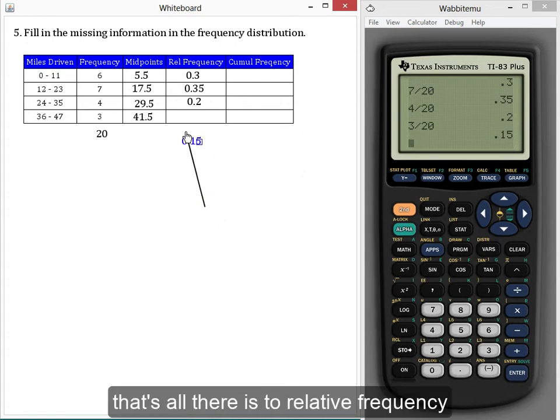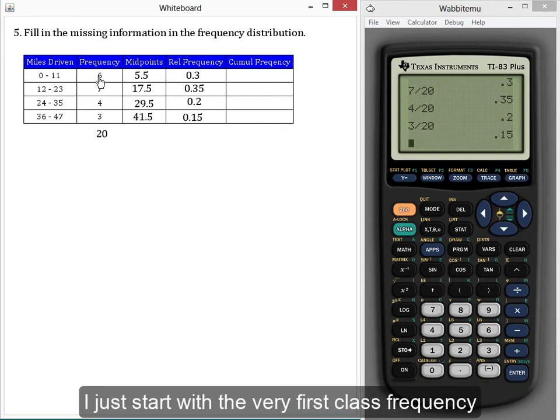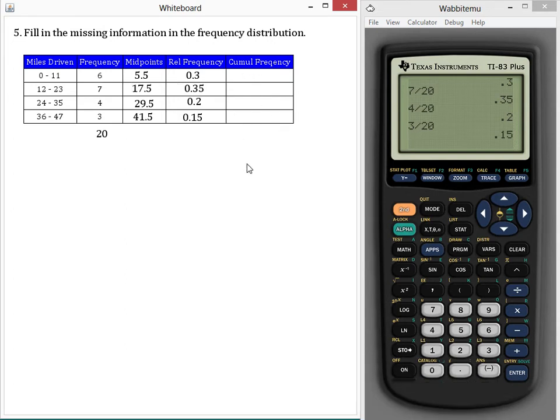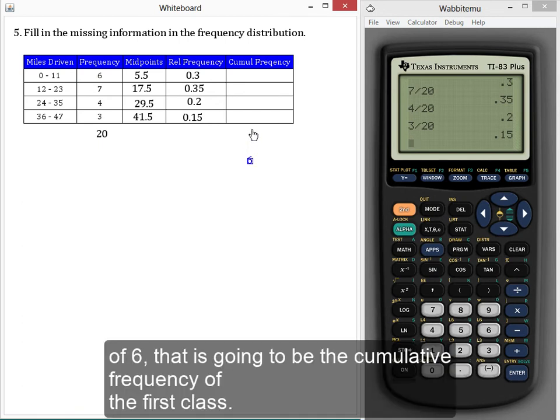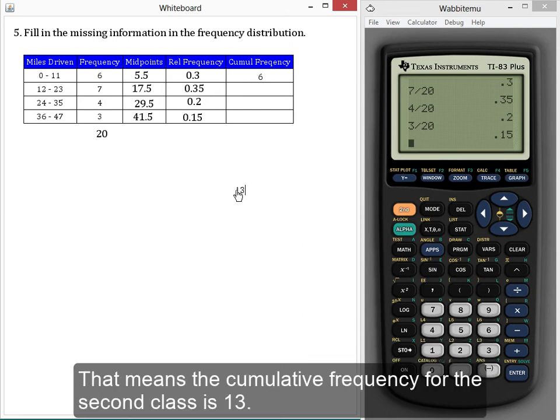Now, cumulative frequency, it's a running total of each of the individual class frequencies. So I just start with the very first class frequency of 6. That's going to be the cumulative frequency for the first class. Then I take the 6 and I add to that the 7. So 6 plus 7 is 13. So that means the cumulative frequency for the second class is 13.